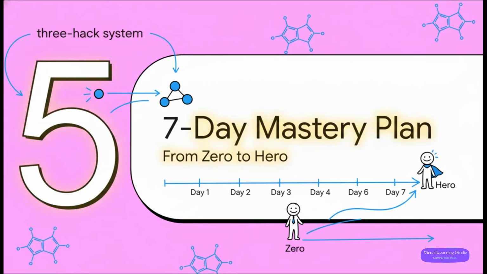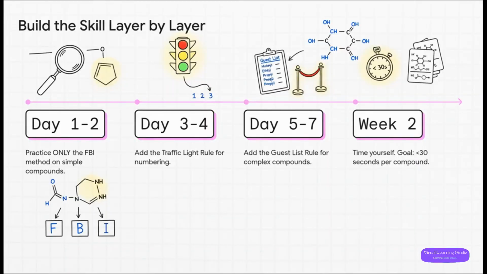So there you have it, the whole system. FBI, traffic light, guest list. But look, just knowing the rules isn't going to cut it. You have to practice until it becomes second nature, until it's automatic. So let's talk about how to make that happen with a dead simple 7-day plan. And here's the secret to making this stick. Don't try to do everything at once. That's a recipe for disaster. You'll just get overwhelmed and quit. Instead, we're going to build this skill one layer at a time.